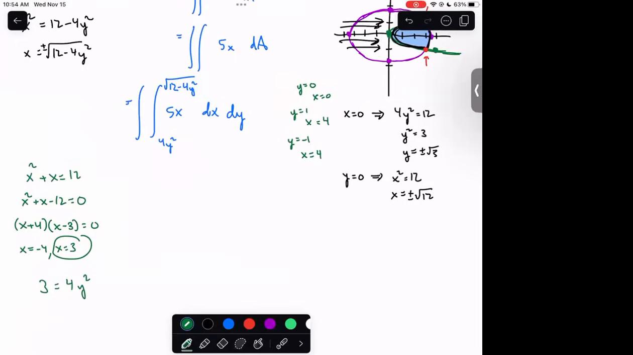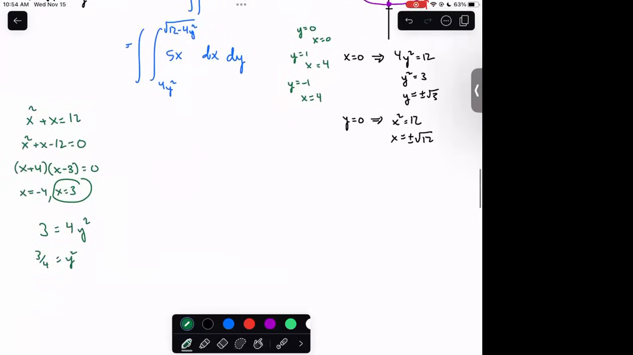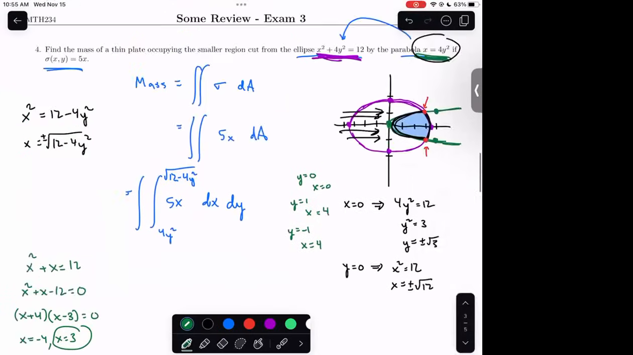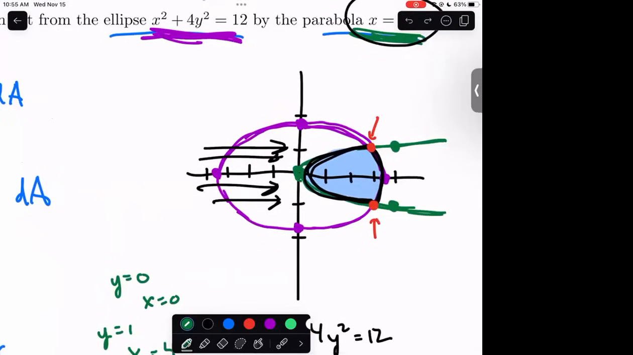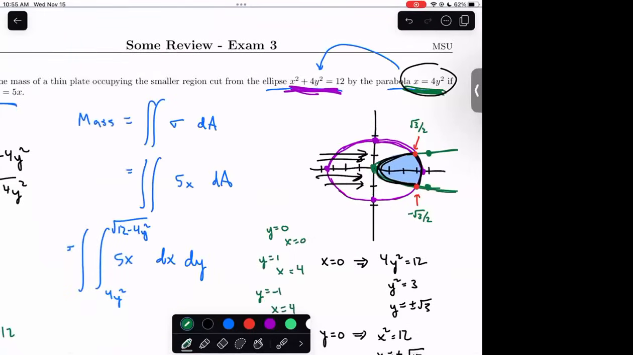So again, the parabola equation was x equals 4y squared. And so I'm going to get 3/4 is equal to y squared. And so therefore y should be equal to plus or minus root 3, and the square root of 4 is just 2. And so this upper one here is the positive y value, root 3 over 2. And down here we have the negative value, negative root 3 over 2. These are my y values: negative root 3 over 2 to positive root 3 over 2.